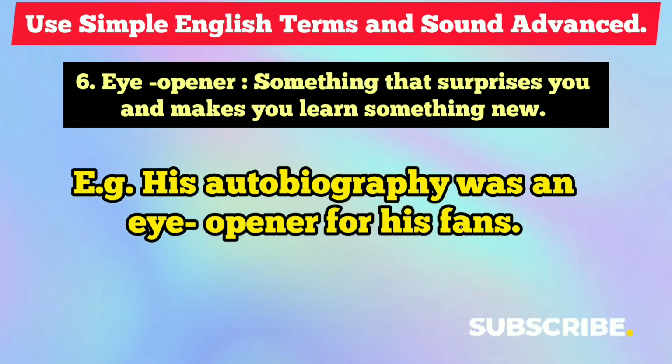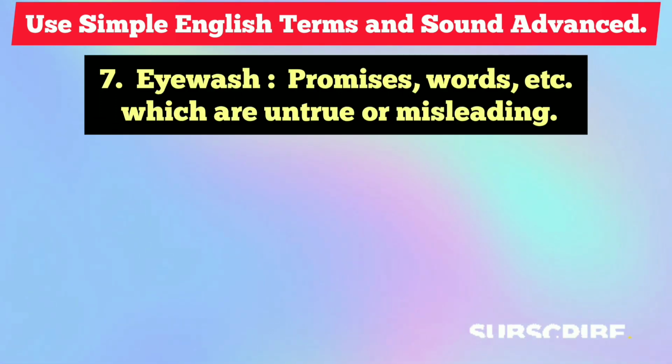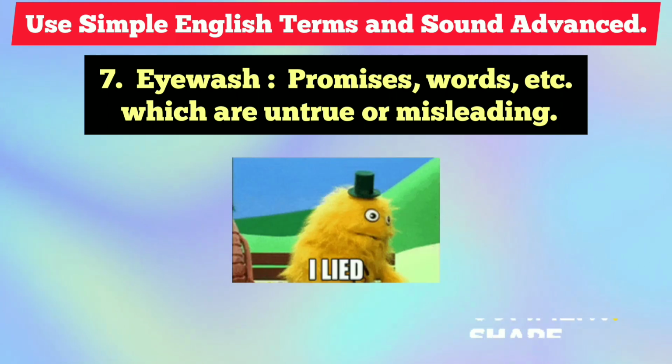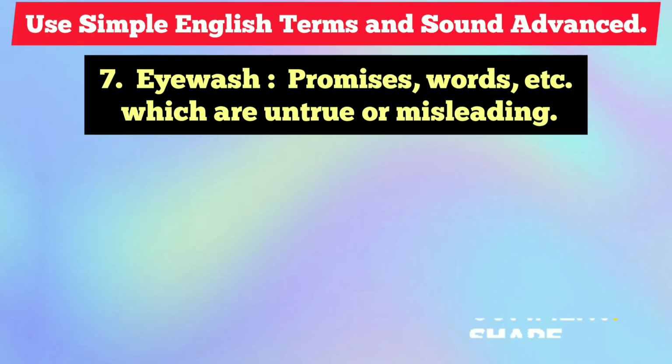Up next, we will dive into the next word, that is eyewash. So we are using some terms with I. So the next term is eyewash. Eyewash means promises, words or commitments etc. which are untrue or misleading. That's called eyewash. So let me show you how to use it.